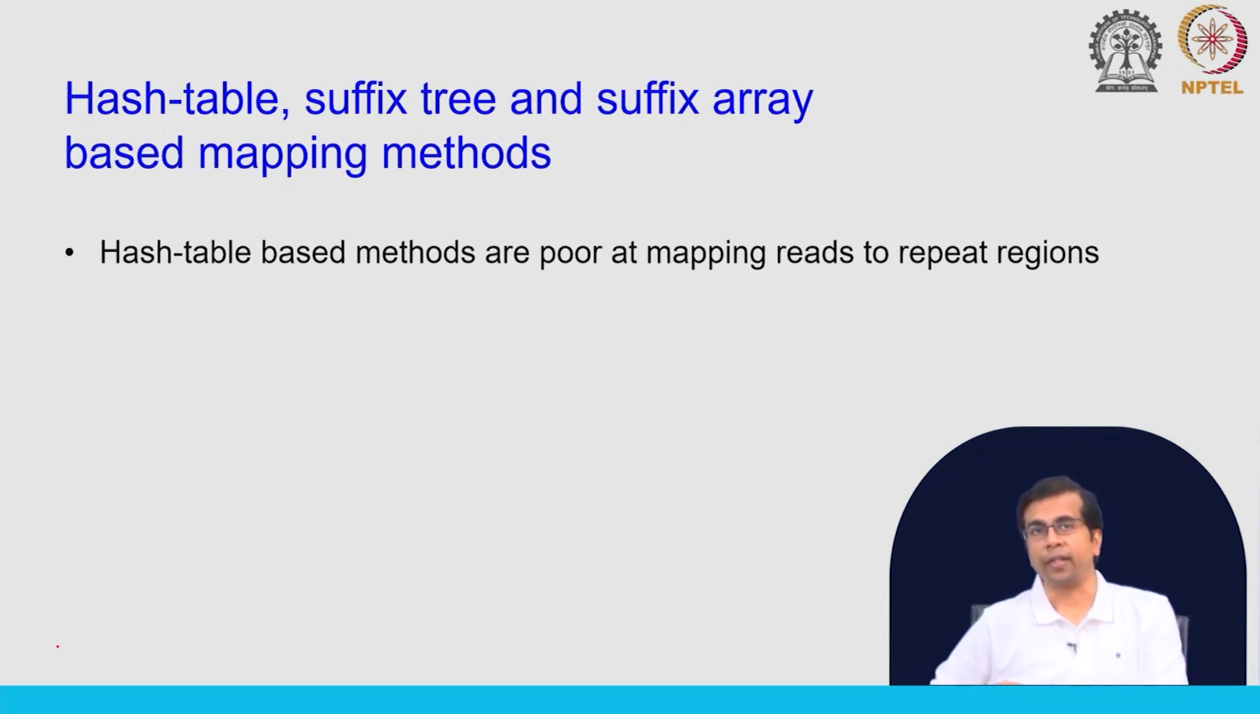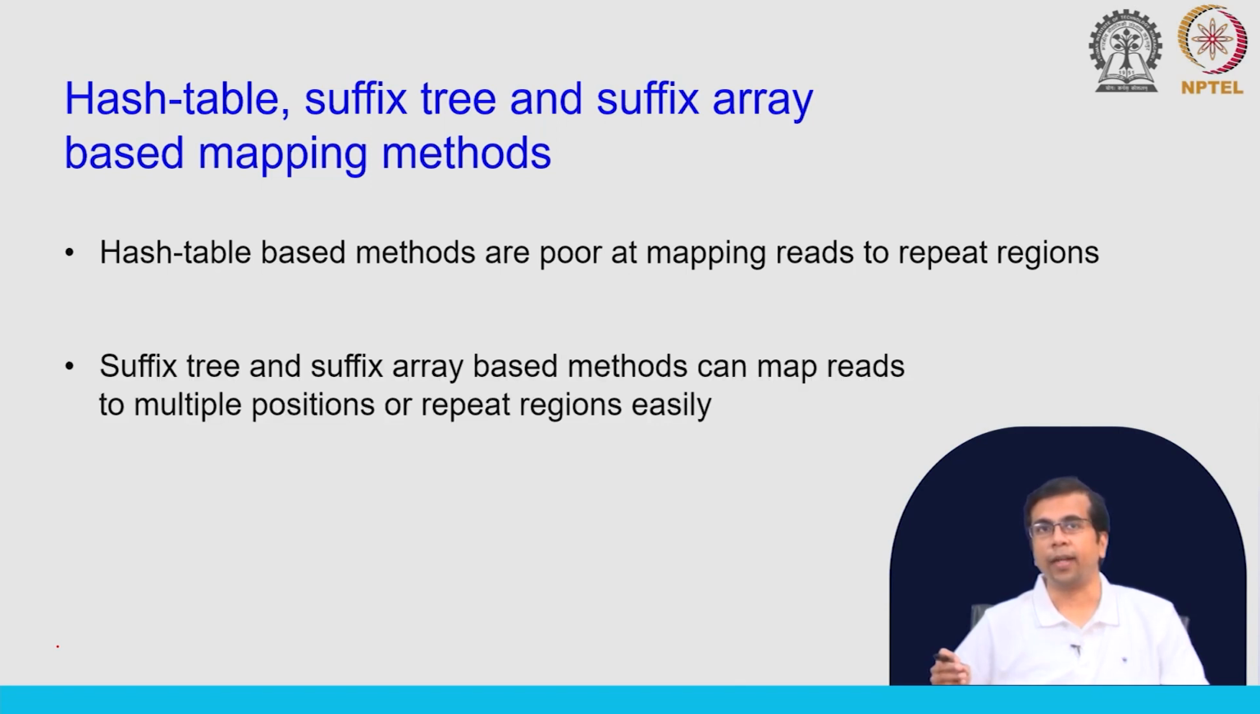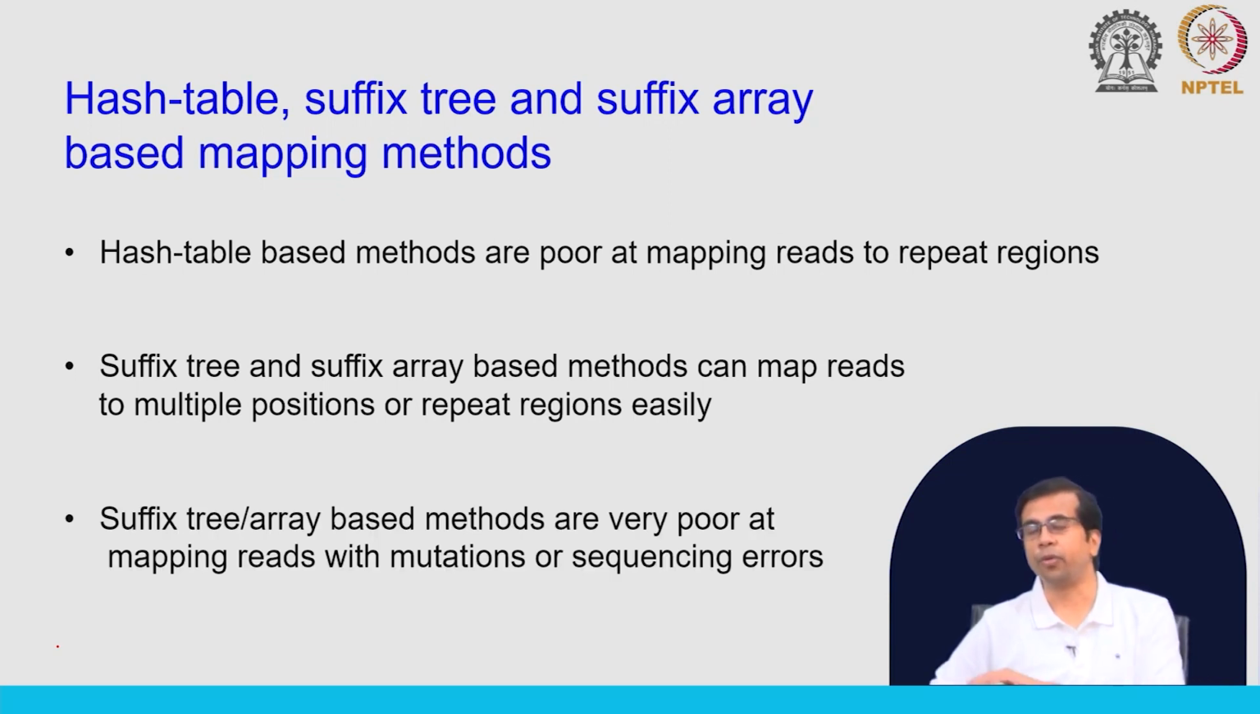What we have also seen is that hash table based methods are poor at mapping reads to repeat regions. It will take more time because you have to do chain extension or alignment for multiple positions, and that increases time. On the other hand, suffix tree and suffix array based methods can map reads to repeat regions very quickly because of the data structure. But these are very poor at mapping reads with mutations or sequencing errors, because they will not be able to find matches in the data structure. They will return that there is no match.